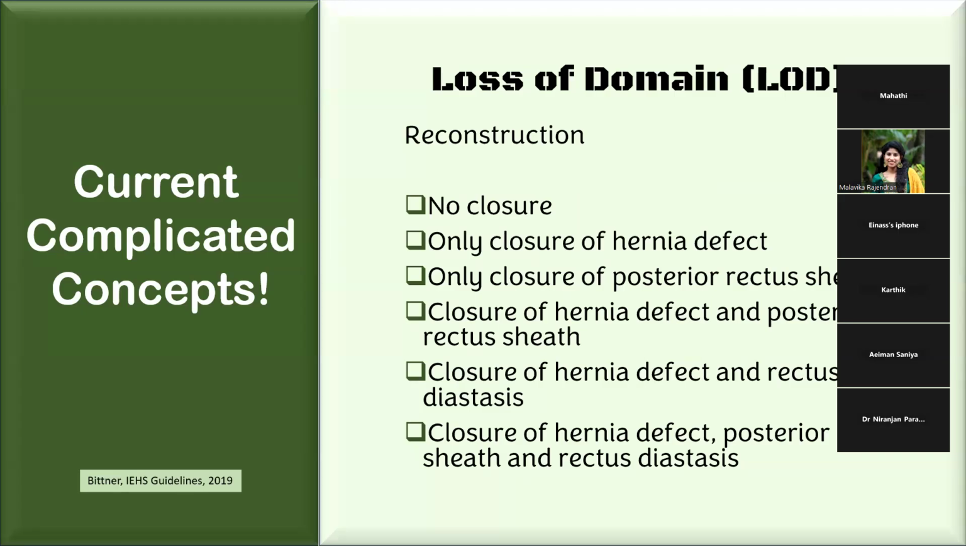Reconstruction. As I said, one of the commonest things is no closure at all. Or you can close the hernial defect, close only the posterior rectus sheath. Close the defect and the sheath. And if there is a coexistent diastasis, close that also. All it means, if you are getting confused about this, that is the idea. Because I think the world is confused about this. Each one does his own thing, and even the guidelines, they list all the things that have been done and say in their recommendation that everything has a low level of evidence.